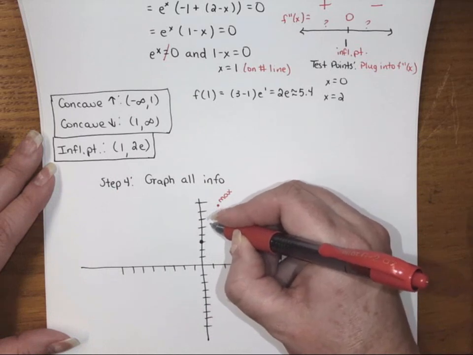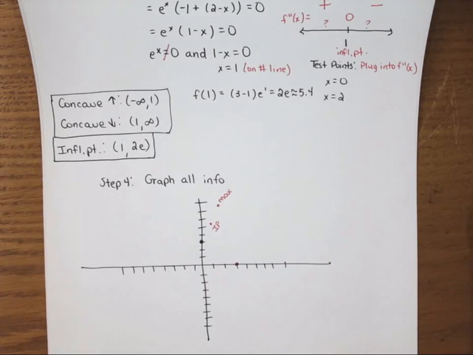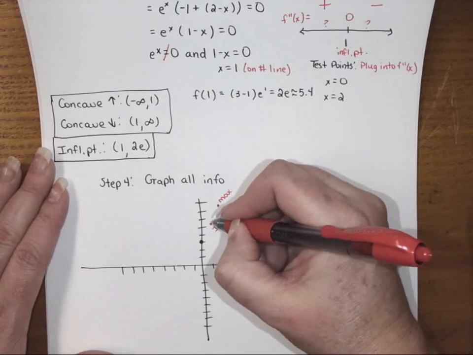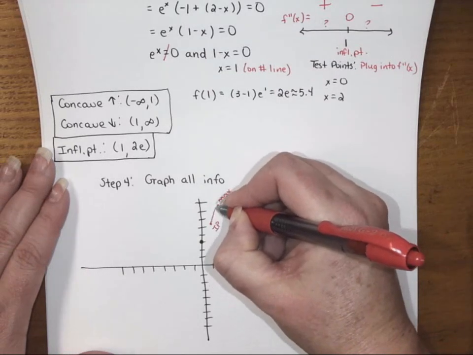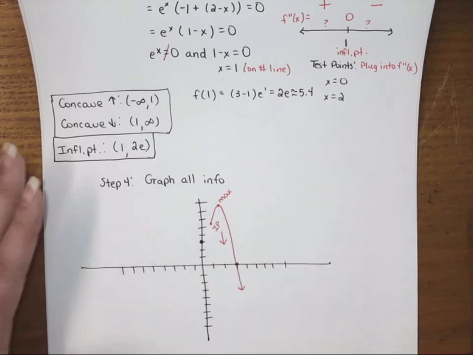So maybe about here-ish. I'm just going to label this as IP for inflection point. Okay, and then we know some things, right? So I'm going to use my concavity. I know that coming from this inflection point, I'm supposed to be concave downward on this left piece. I'm supposed to be concave downward.